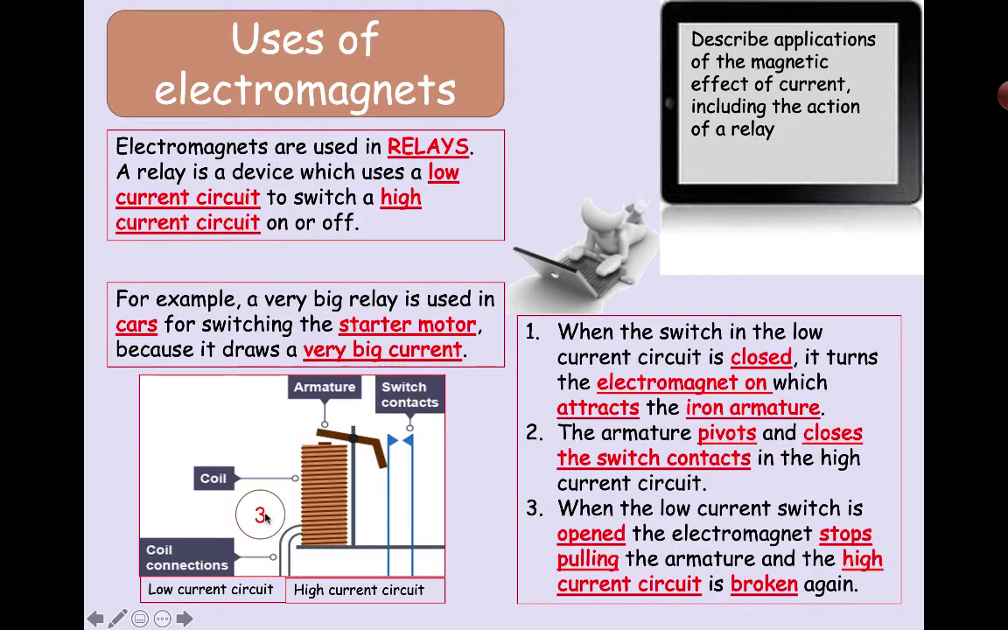And when the low current switch is opened, i.e. turned off, the electromagnet stops working and the high current circuit is broken. So as long as you are turning the key, you are turning on the low current circuit, attracting the armature and closing the high current circuit. But the moment you stop turning the key, the circuit is broken and the switch contacts separate again.